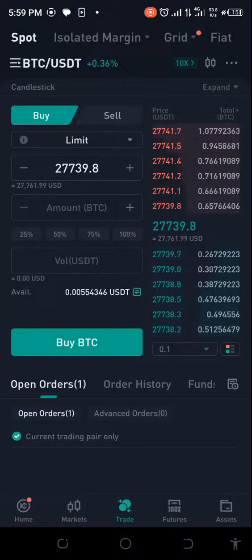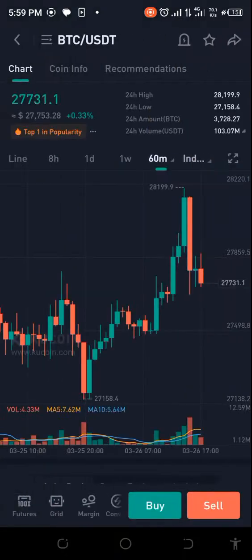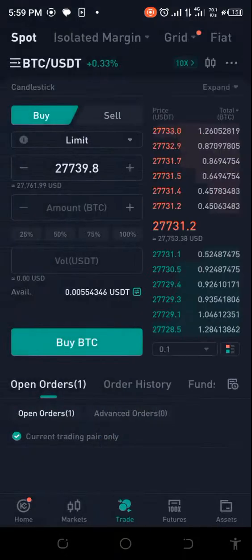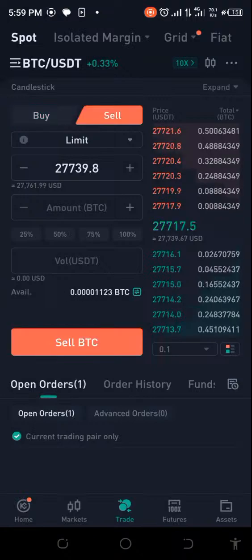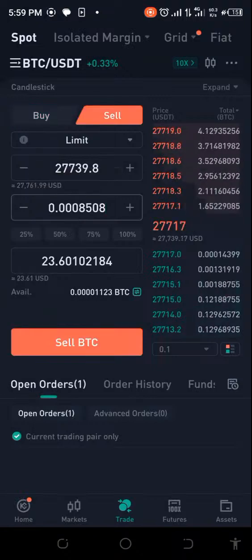Okay. Even BTC has reduced. Even BTC has actually gone down. Yeah, it has. Anyways, let's go ahead and see. I'm just going to sell this and see. This is not looking good. Oh, 23.6. Oh my God.